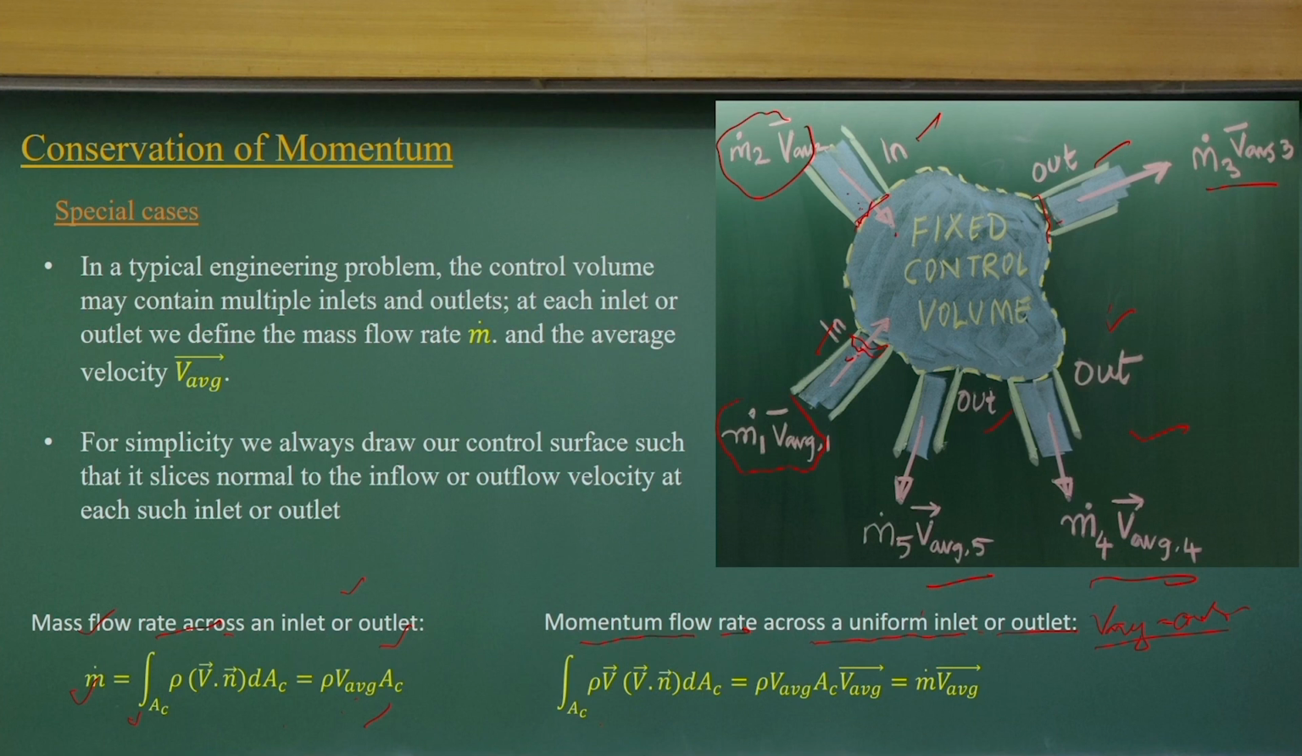So, in that case, if the velocity does not vary over a surface, we can define the mass flux as rho V average times Ac, and that mass flux times the velocity V average will give the momentum flux. Here we have considered a uniform distribution of velocity, but in real fluid flow conditions we will have a correction factor for that.